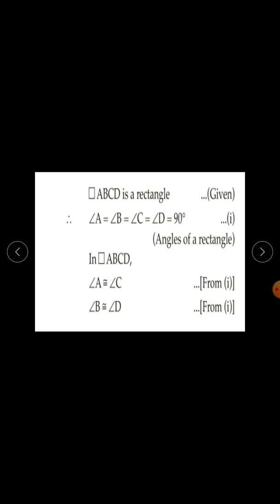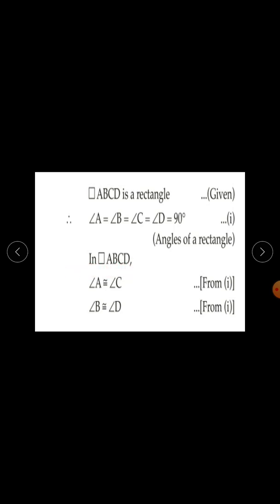Now proof. Quadrilateral ABCD is a rectangle. It is given. Therefore, angle A is equal to angle B is equal to angle C is equal to angle D is equal to 90 degrees. We know the measure of each angle of a rectangle is 90 degrees. And this is your equation 1.